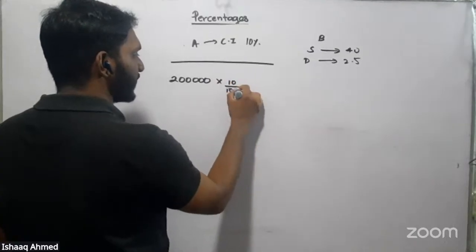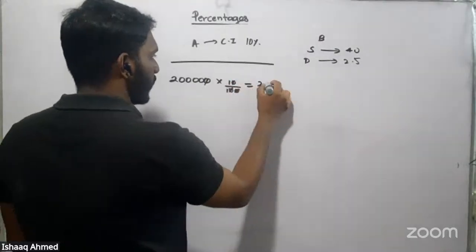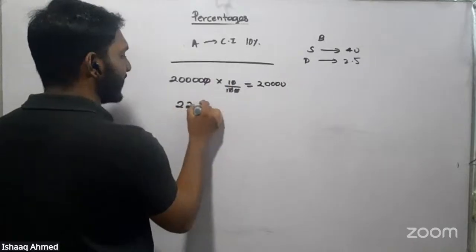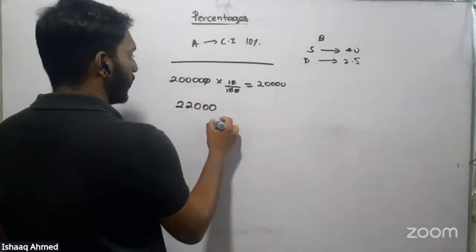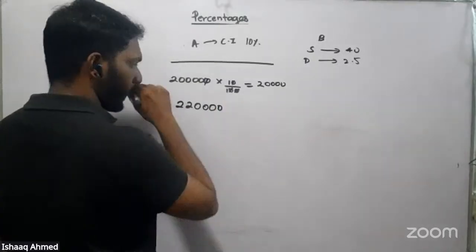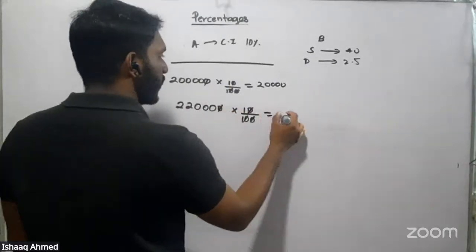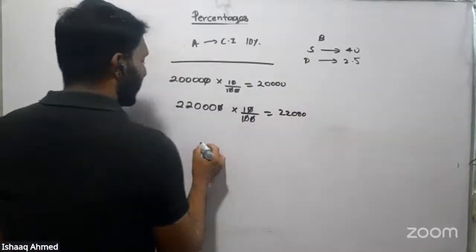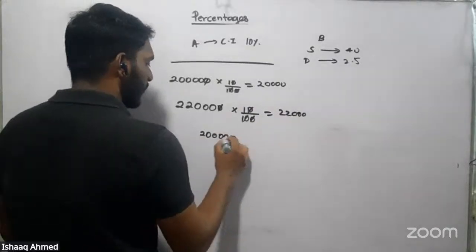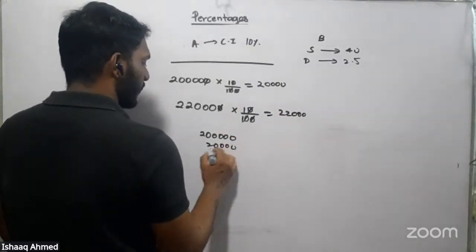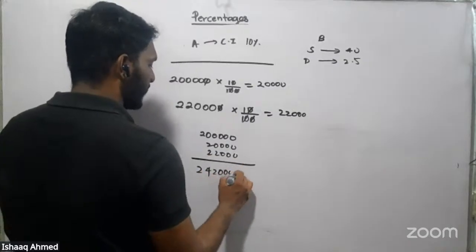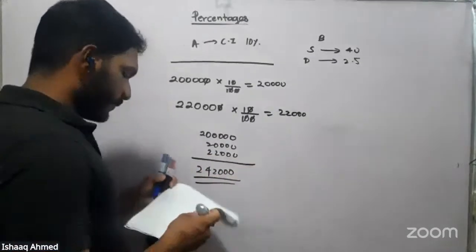So for the first year, how much is the interest? 20,000. So at the end of the first year, how much will be there in his account? 220,000. Okay, then for the second year, how much is his interest? 22,000. So at the end of the 2 years, how much will be there in his account? 200,000 plus 20,000 plus 22,000. So totally 242,000 will be there in Saman's account.